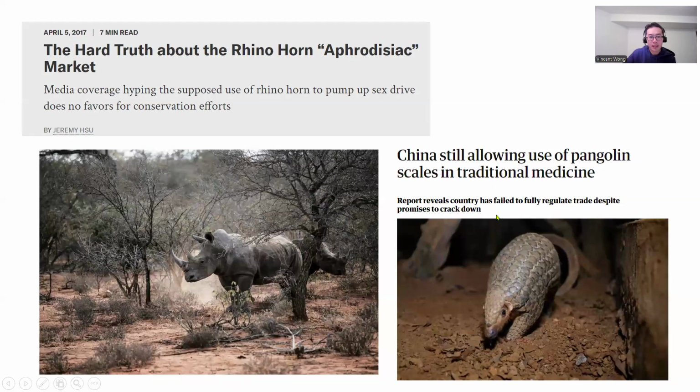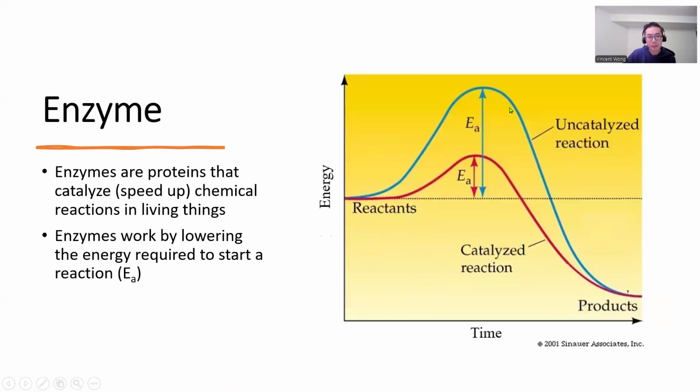We don't have time to go into these stories. Feel free to read them yourself, maybe another time. I just want to spend the last couple of minutes telling you about enzymes. People who are lactose intolerant, I told you they don't have the enzymes to break down lactose. What does it mean? First of all, enzymes are proteins. They are in your body, in the blood, sometimes in the cell, and they help catalyze chemical reactions. Catalyze basically means to speed up chemical reactions in the body.